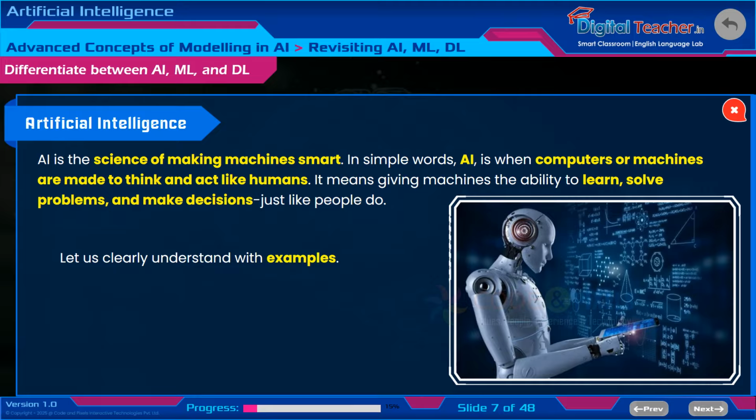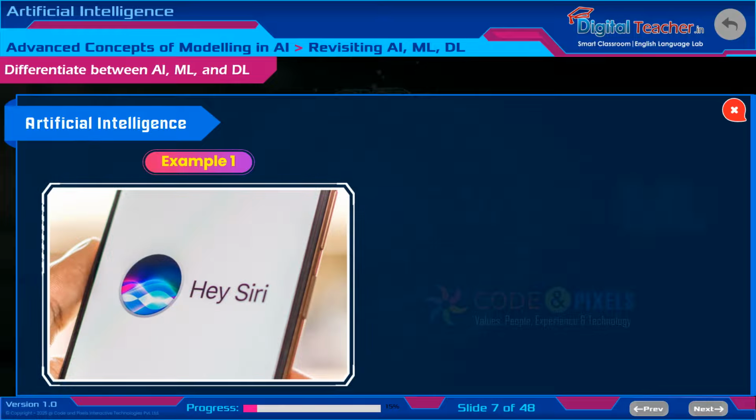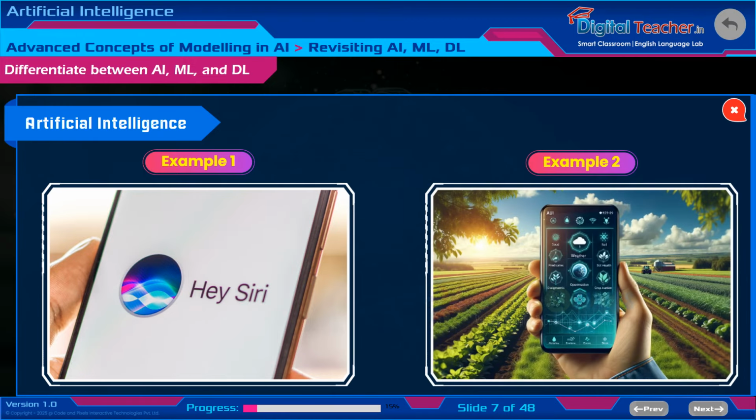Let us clearly understand with examples. Example 1. Using a Google Assistant or Siri on a phone. When you ask, "What is the weather today?" or "Play a song," it understands your words and gives a smart reply. That's artificial intelligence at work. The phone listens, understands, and answers just like a human helper. Example 2. Many Indian farmers now use an artificial intelligence app to know the best time to plant crops or when it might rain.